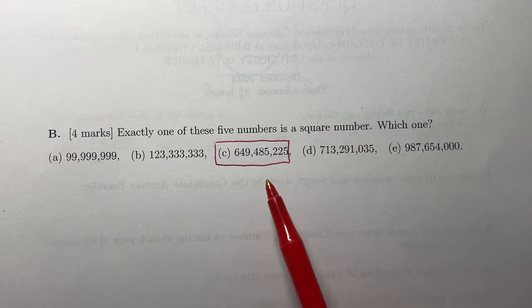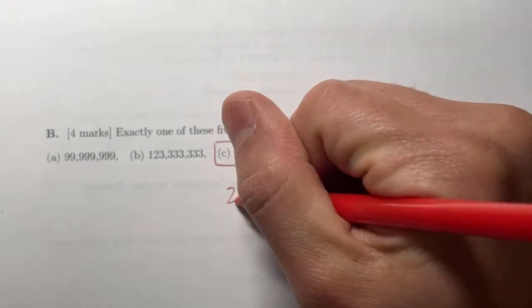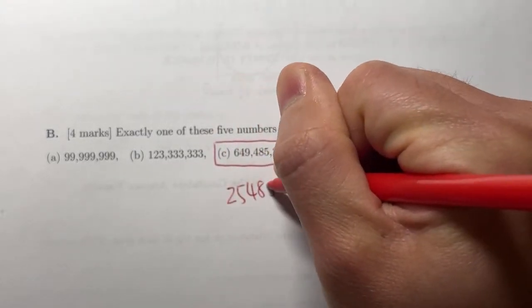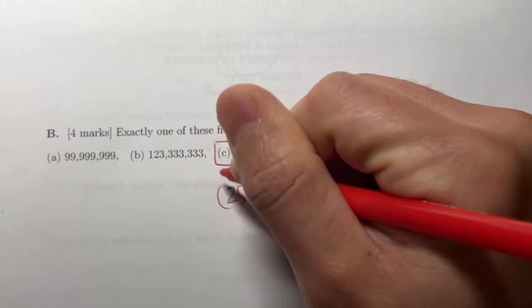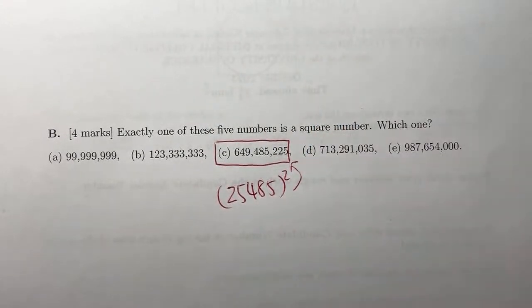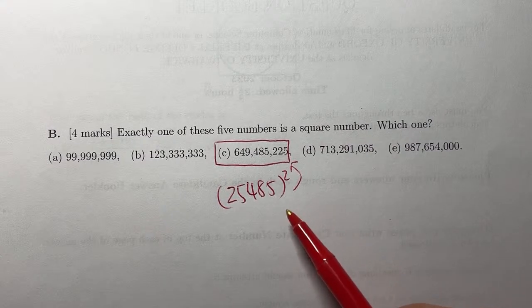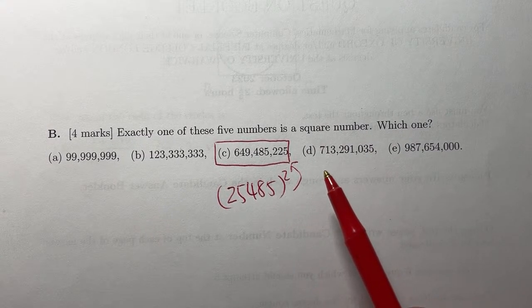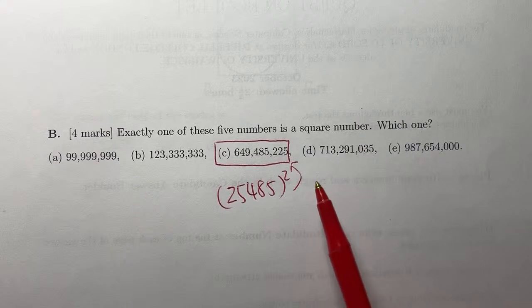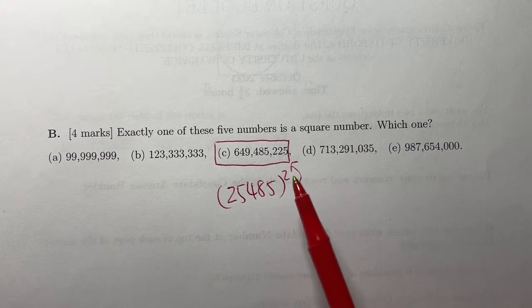25485? Is that the answer? 25485. Square gives you this. Yeah? I'm just reading what the chat tells me. So maybe you guys can give me some confirmations, and then we can move on to the next one.